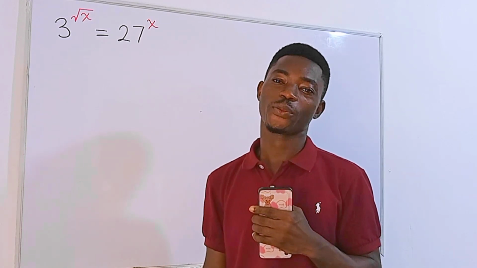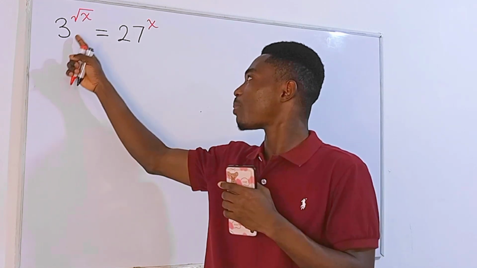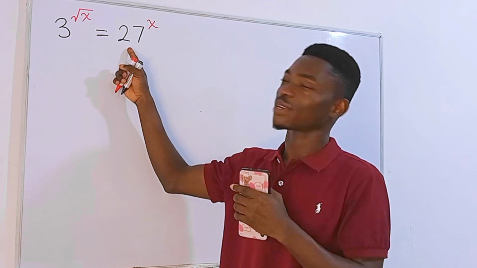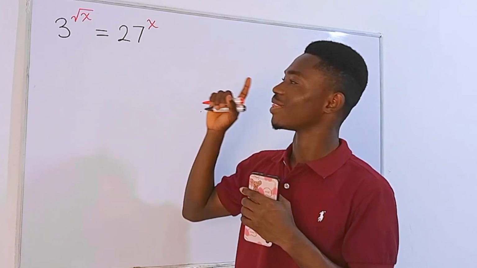Welcome to another video. We have this exponential equation right here, a pretty interesting one: 3 to the power square root of x is equal to 27 to the power x. And we want to figure out the value of x that is going to satisfy this equation.